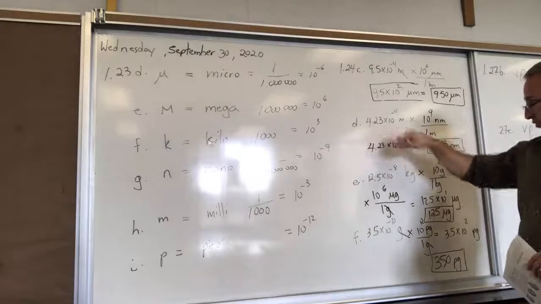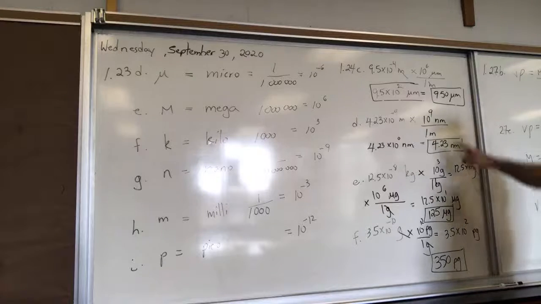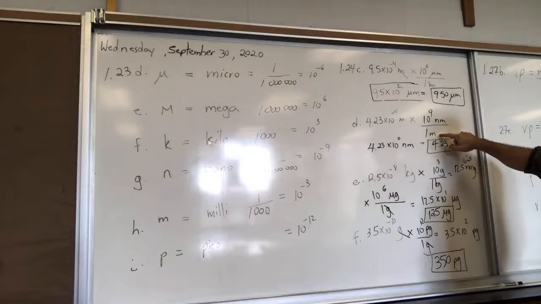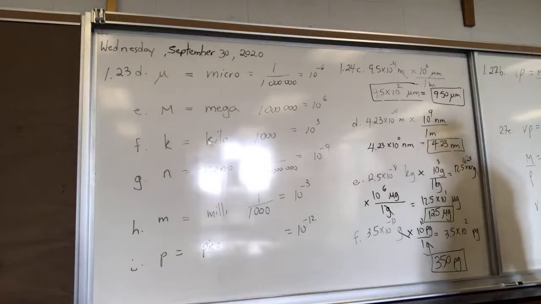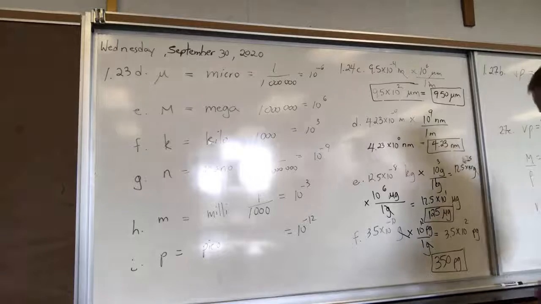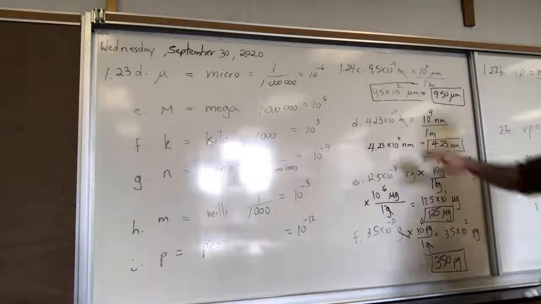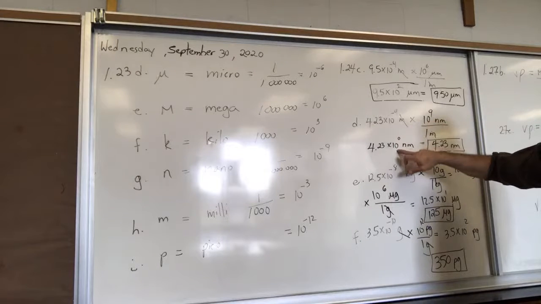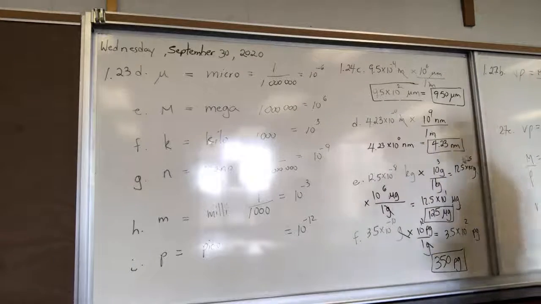Then they ask you to convert 4.23 times 10 to the minus 9 meters. I decided to go with nanometers. There's 10 to the power of 9 nanometers in 1 meter, because the nanometer is 10 to the minus 9 of a meter. So again, you take the reciprocal to find how many of them there are in 1 meter. That allows me to cancel meters, which I didn't actually formally do. And 10 to the minus 9 times 10 to the positive 9 gives you 10 to the 0. Remember that anything raised to the power of 0 equals 1. So 4.23 times 1 gives you 4.23, and then the unit is nanometers.